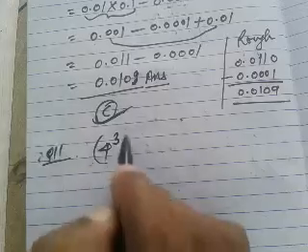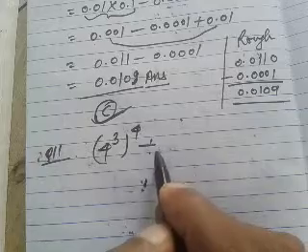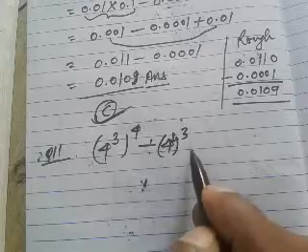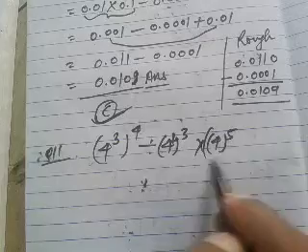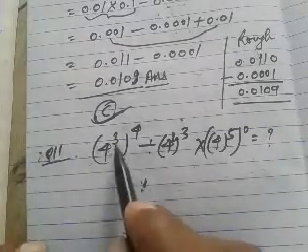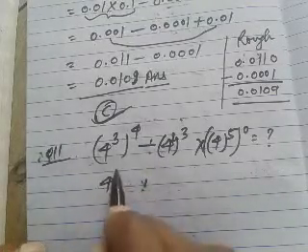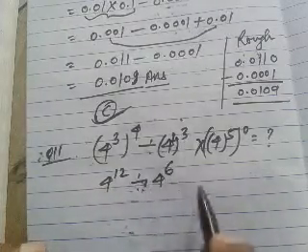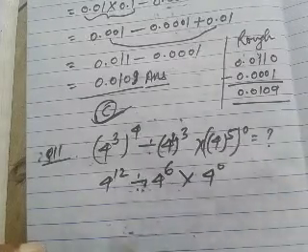4 raised to the power 3, and its power 4, divided by 4 raised to the power 2, and its power 3, multiplied by 4 raised to the power 5, and its power 0. What will be the final answer for this question? Now if power of power is given, then the powers are always multiplied. So 3 times 4 is 12 here, divided by 2 times 3 is 6, multiplied by 5 times 0, so 0.